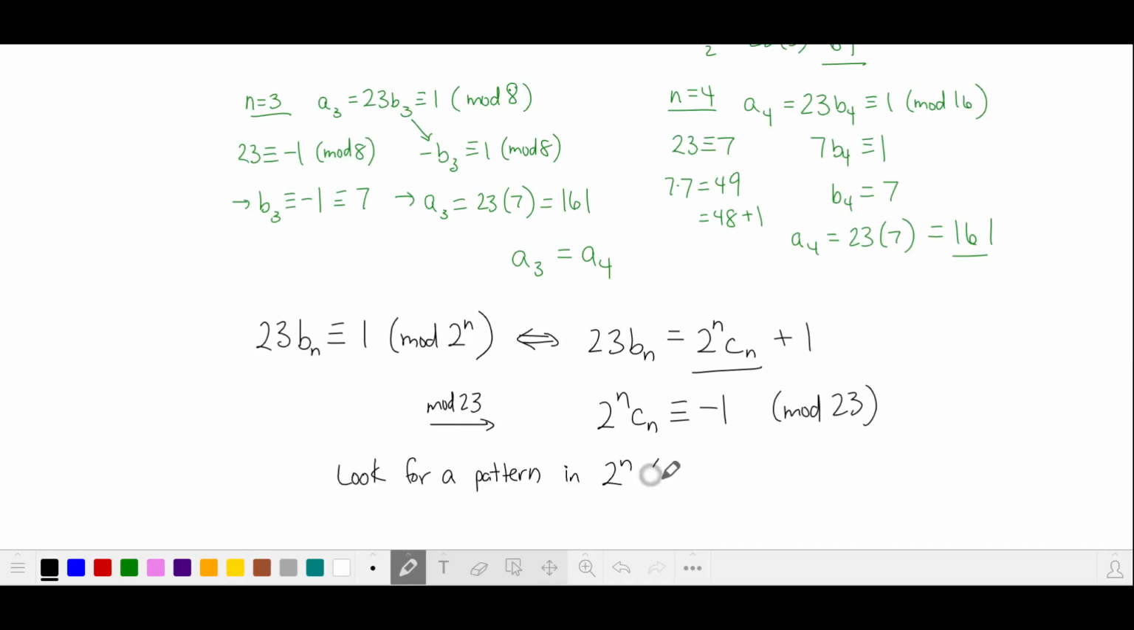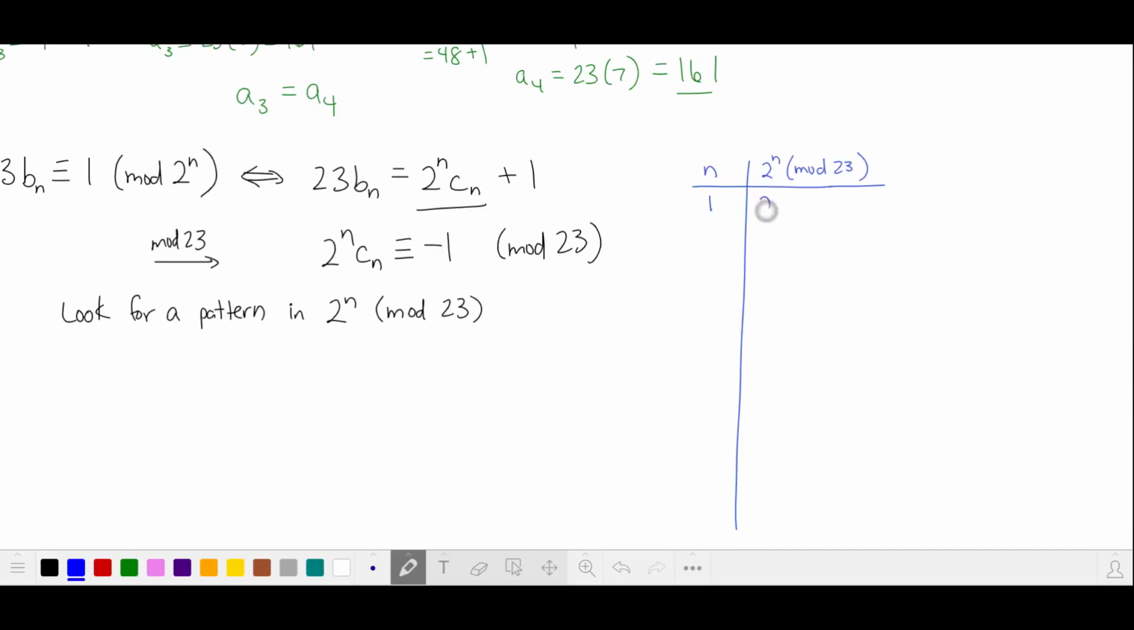Let's see if we can look for a pattern in our powers of 2 in mod 23. When n is equal to 1, this is 2. We can multiply these residuals by 2 every time. We get 4 here. 2 cubed means we take the 4 and multiply by 2. We'll multiply this by 2 to get 16. 16 times 2 is 32. But to make this easier on us, we'll replace it with a 9.